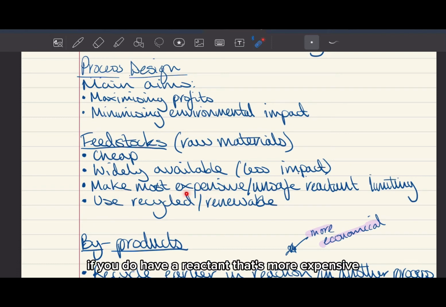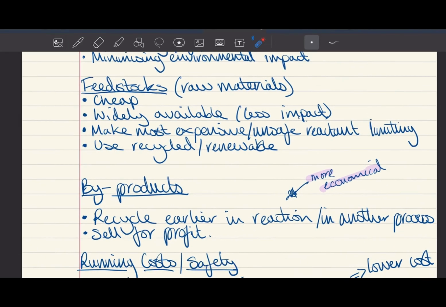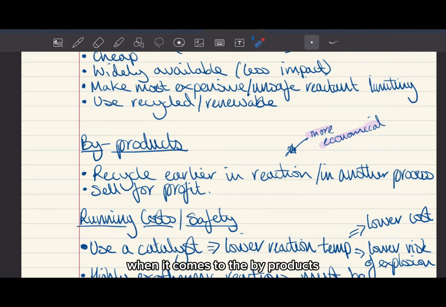If you do have a reactant that's more expensive, or unsafe, or rare, then you should ideally make that one the limiting reactant. That means it'll get completely reacted and none of it will be wasted. Using recycled or renewable feedstocks is also beneficial for the environment because it means we're minimising waste. And waste can also be very expensive, so if you're minimising waste, you're usually maximising your profit as well as helping the environment.